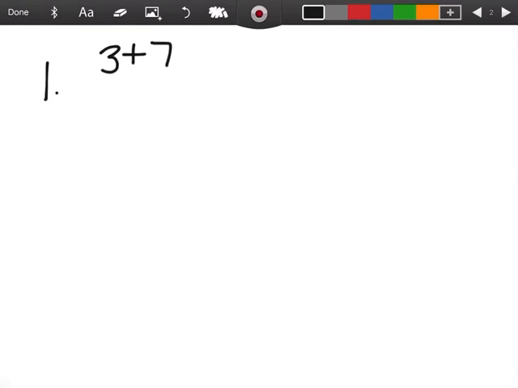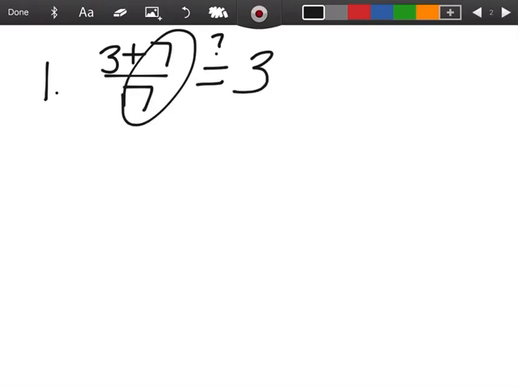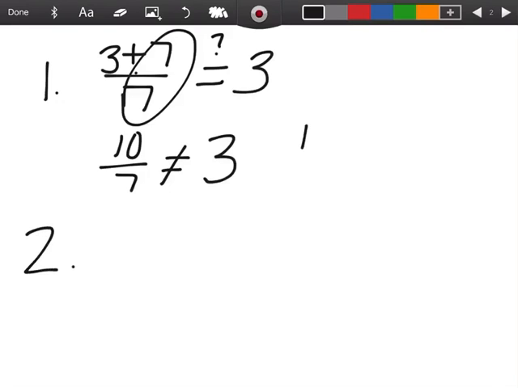So if I gave you the problem 3 plus 7 divided by 7, I would say the golden question, do I just get to cancel these 7s? Does this just equal 3? Well, no. 3 plus 7 is 10, and 10 divided by 7 definitely does not equal 3. So I have to add first and then divide. It's 10/7, honestly, would be the final answer, is fine.